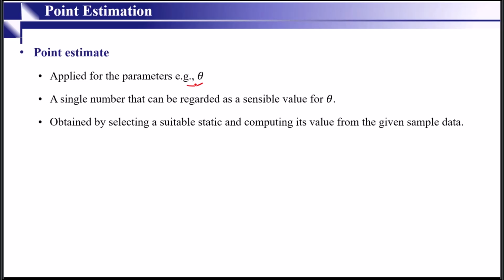A point estimate is a single number we calculate from sample data to serve as a sensible guess for an unknown parameter. For example, we might use a statistic, meaning computed from our sample, to estimate a parameter. So once again, a point estimate of a parameter like theta is a single number that can be regarded as a sensible value of theta. It is obtained by selecting a suitable statistic and computing its value from the given sample data. The selected statistic is called the point estimator of theta.